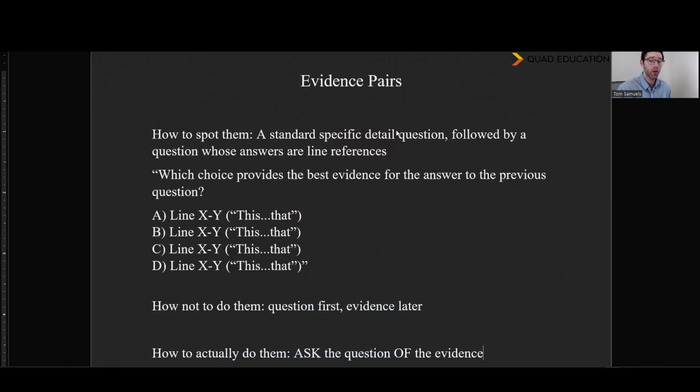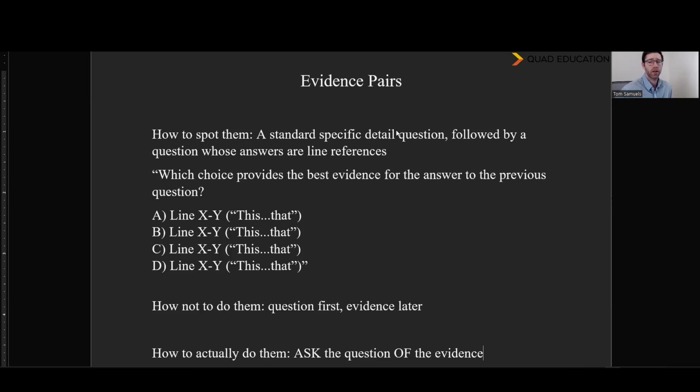Okay, evidence pairs. Why do people hate these so much? Well, probably because it's a 2-for-1. The first question is the traditional specific detail question, and the second one is just a bunch of suggested evidence to justify the first question. And people think if you get one wrong, you usually get the other one wrong. Well, at least that's what people expect. I don't know offhand the correlation coefficient between getting one right and the other, but I bet it's lower than you'd expect. So people don't like them for that reason.